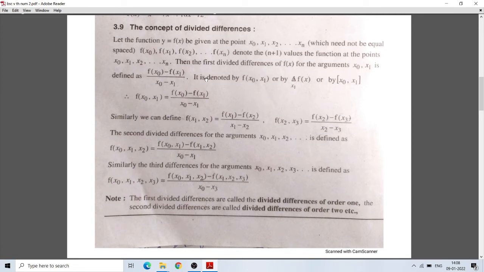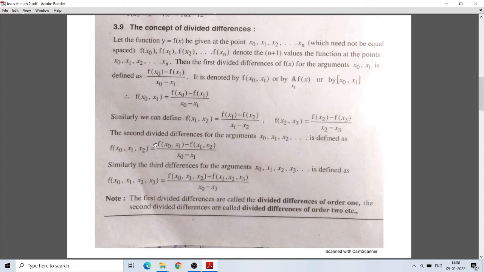Similarly we can define like this. How to define: f of x0 x1 is f of x0 minus f of x1 divided by x0 minus x1. Like this we can define the other points also, the next points. F of x1 x2 is equal to f of x1 minus f of x2 divided by x1 minus x2, and so on.